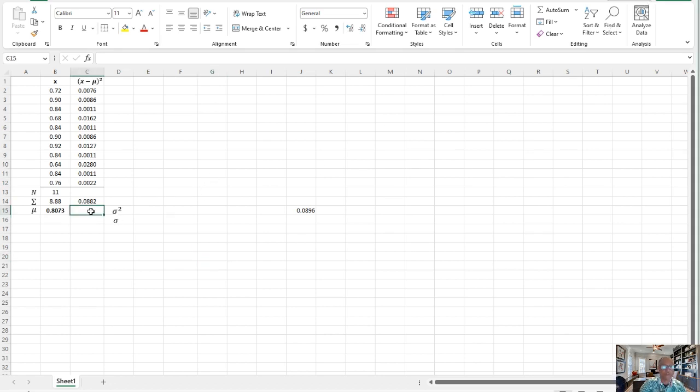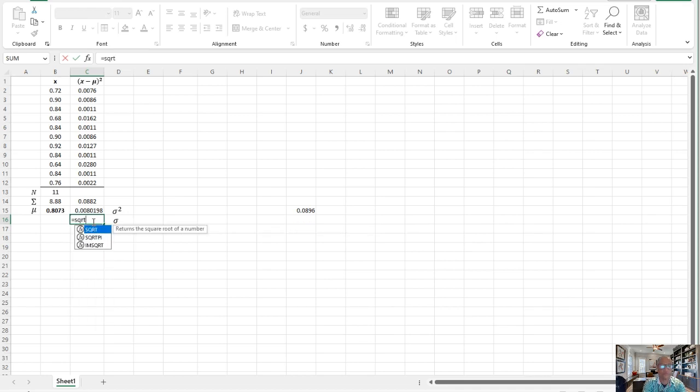let's find the average of these values here. So it's going to be equal to the sum of those square deviations divided by how many we have. And we know we have 11 of these values. This gives us the variance, and now the standard deviation is simply the square root of our variance.